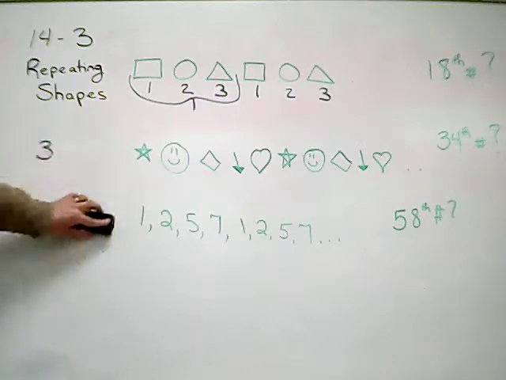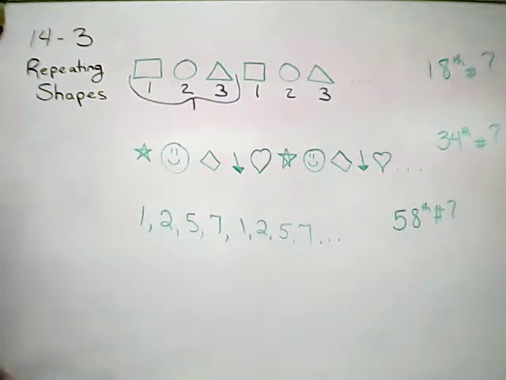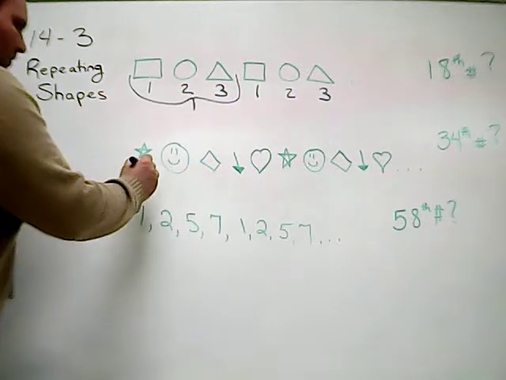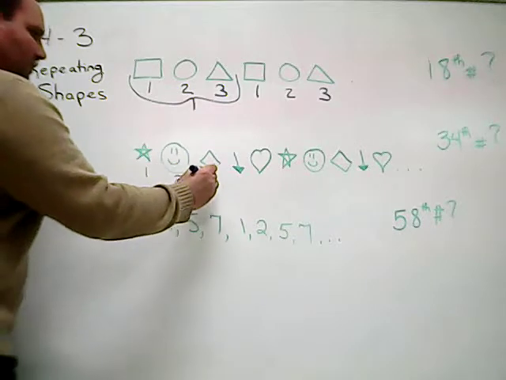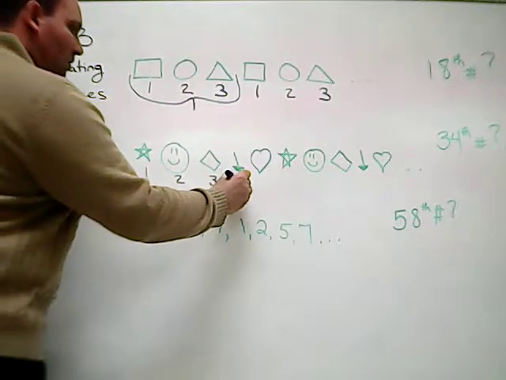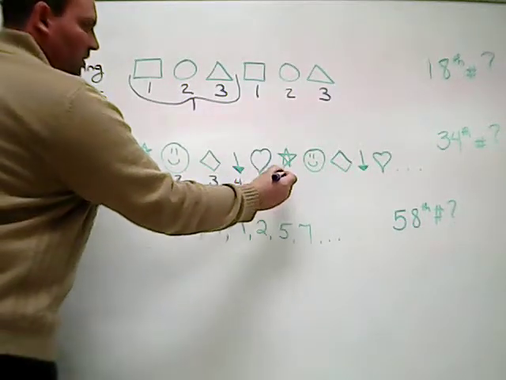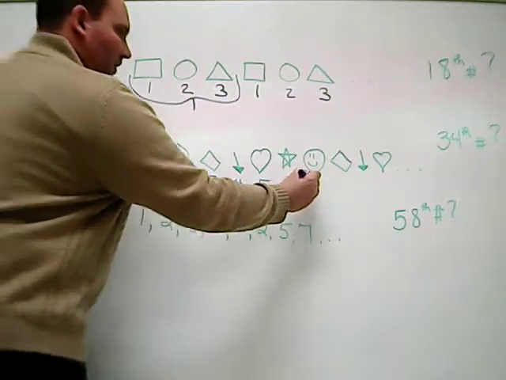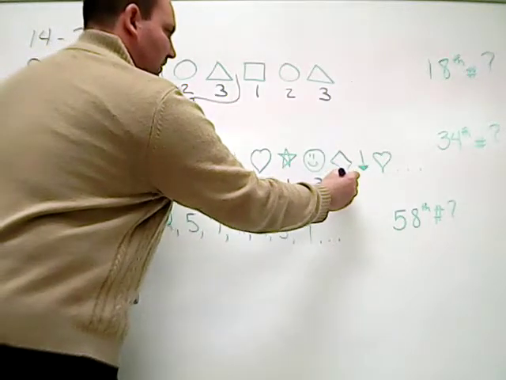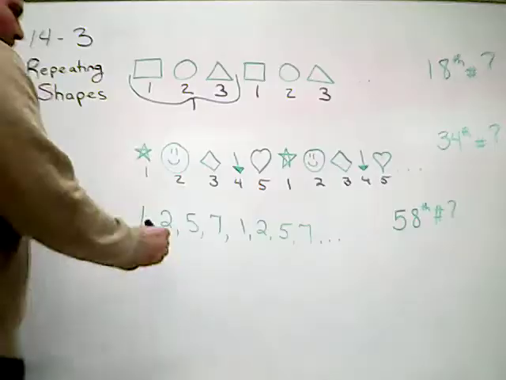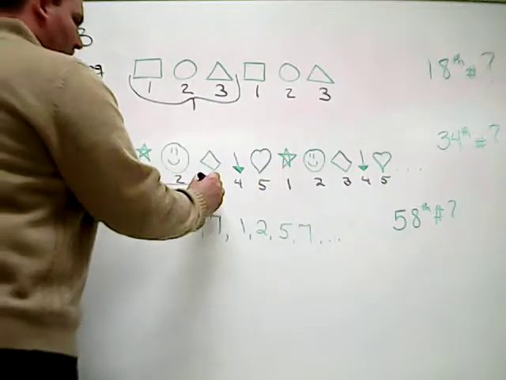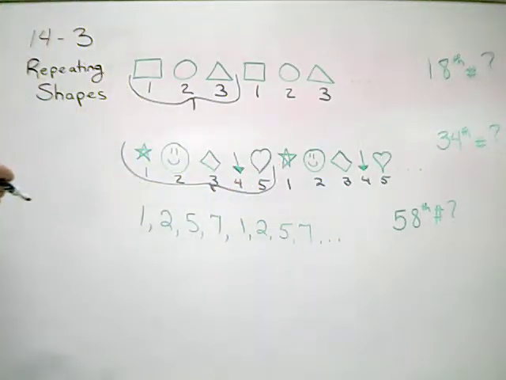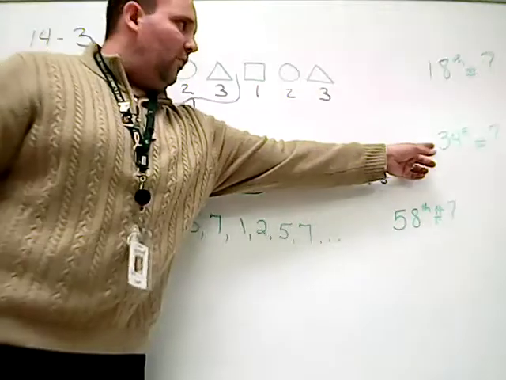Let's take a look at the second one. For the second one, I have star, happy face, diamond, arrow, heart, start over again. Star, happy face, diamond, arrow, heart. You can see I have 5 shapes in my pattern. And I want to find out what the 34th shape is going to be.